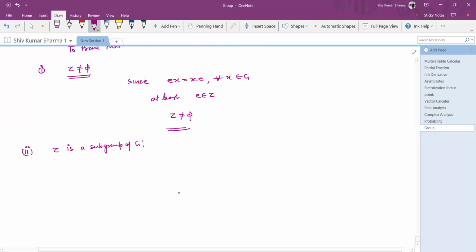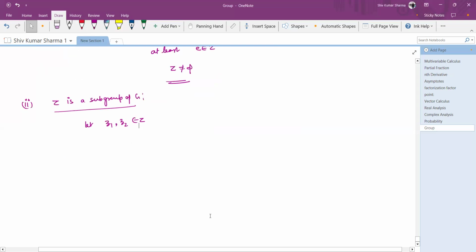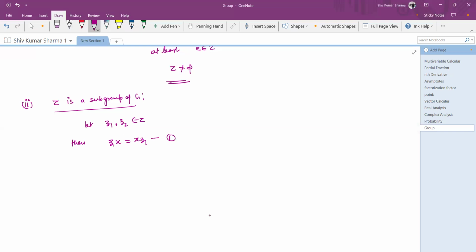For proving subgroup of G, we take two elements. Let us take Z1 and Z2, which belong to Z. We shall prove that Z1 into Z2 inverse also belongs to Z by the definition of subgroup. Now we use the definition of a centralizer of a group. So we can write Z1x equal to x Z1. This is our equation 2. Now second is Z2x is equal to x into Z2. So this is our equation number 3.